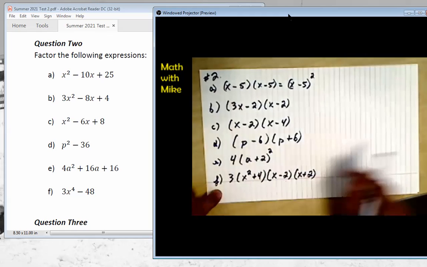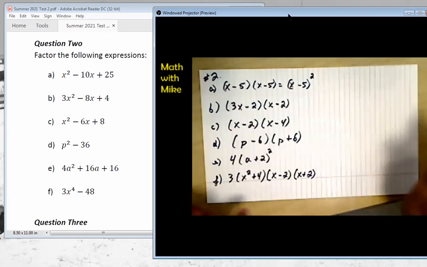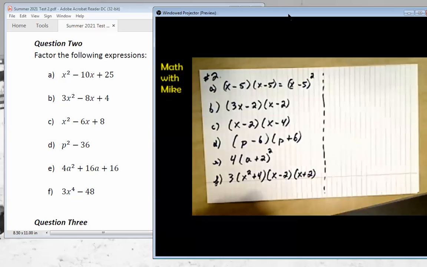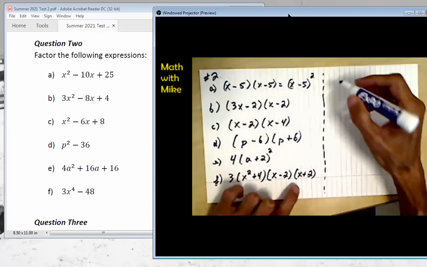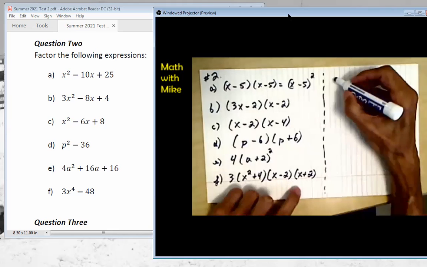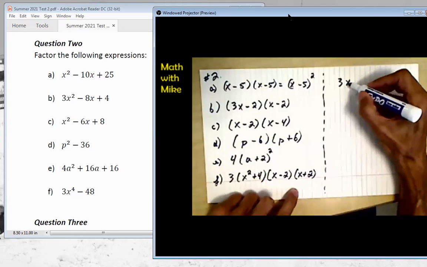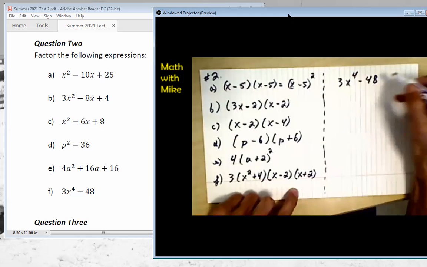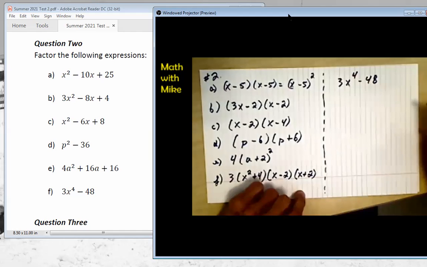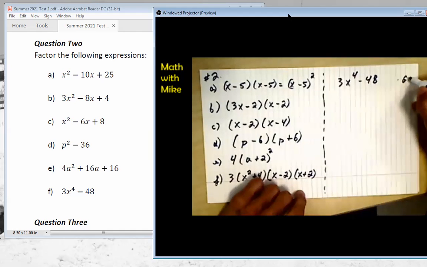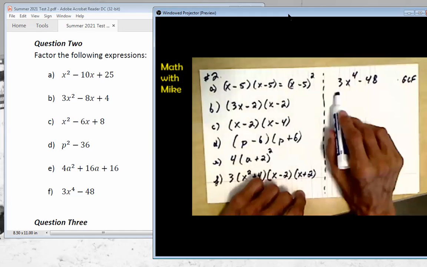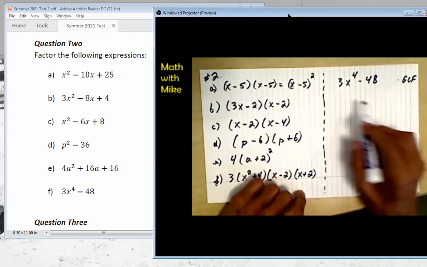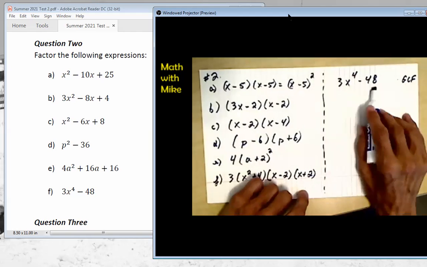The F one? Sure, I can do that here actually. Why is F the way that it is? Right, well, the question is looking like this: 3x to the 4 minus 48. So the first thing to do is a GCF all the time, right? So you do that. What's the GCF? The greatest common factor that can come out of both? 3, right?